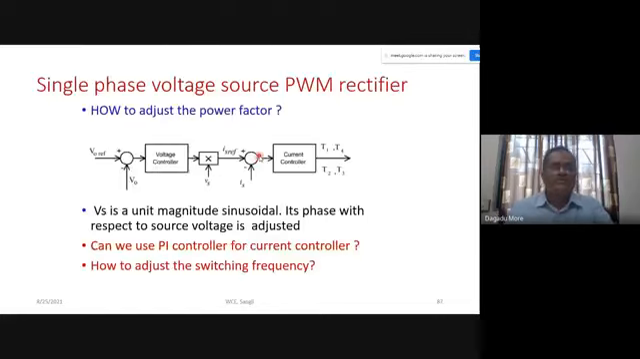Now let us see how to adjust the power factor. The power factor will depend upon the Vs signal. Is it right? If the Vs signal is in phase with the supply voltage, the power factor is unity. If the Vs signal is leading the supply voltage, then the power factor is leading. If the Vs signal is lagging the supply voltage, then the power factor is lagging.